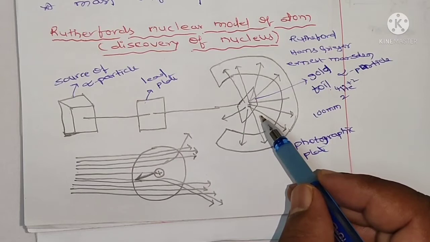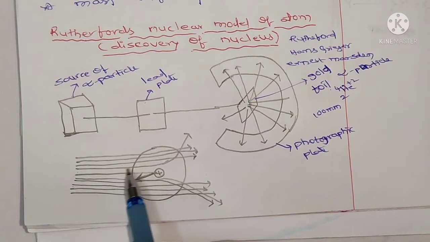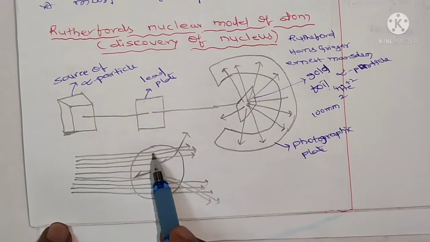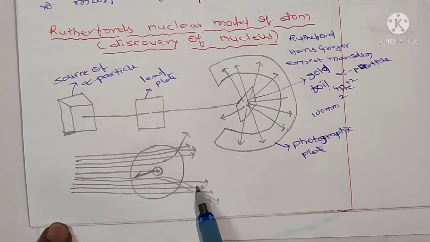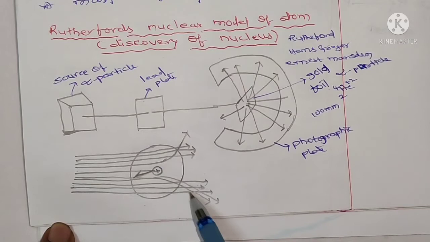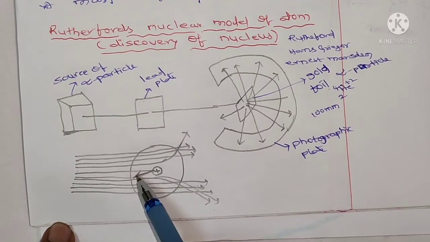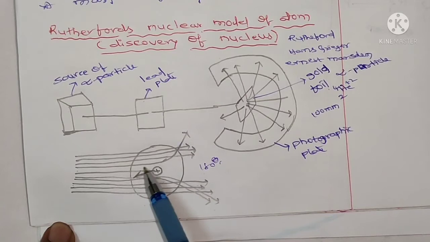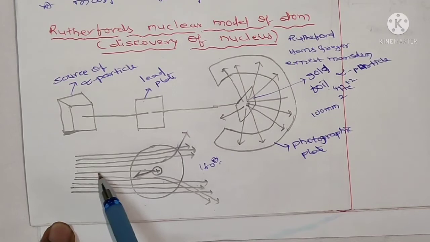So here these are the alpha particles. Most of the alpha particles are undeflected, a few alpha particles are deflected with a small angle, and very few alpha particles are bounced back, that means deflected by 180 degrees.